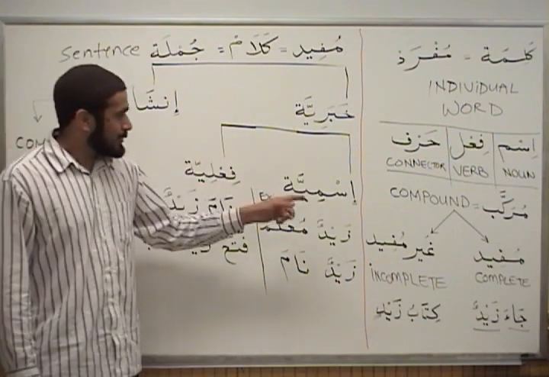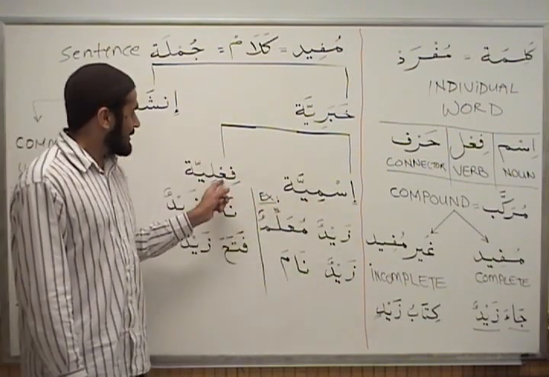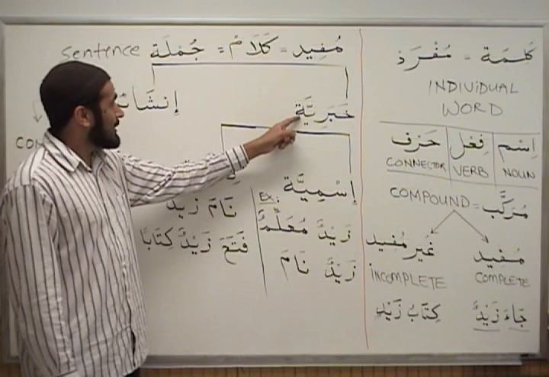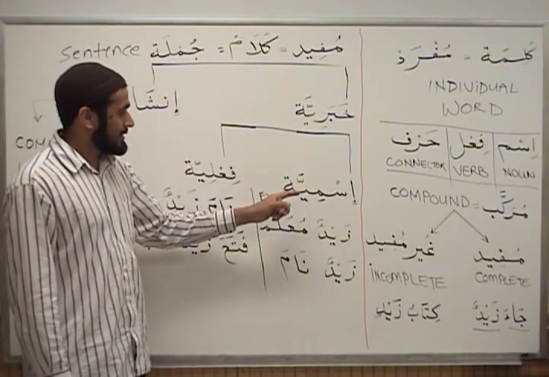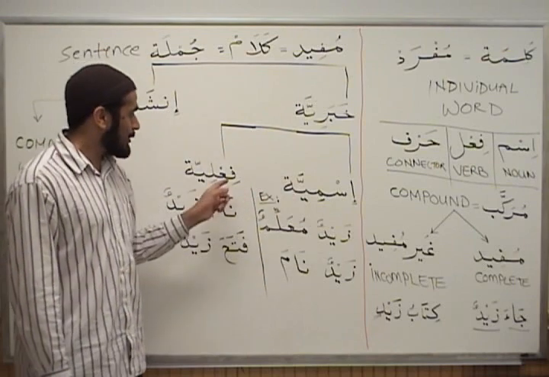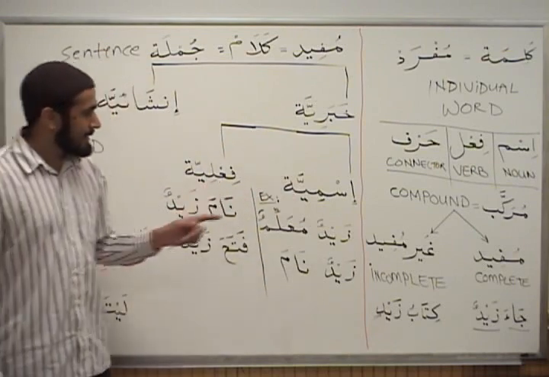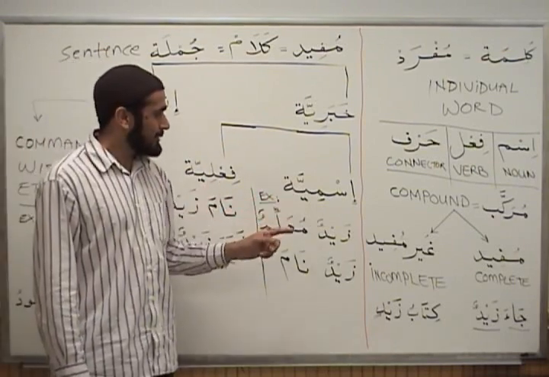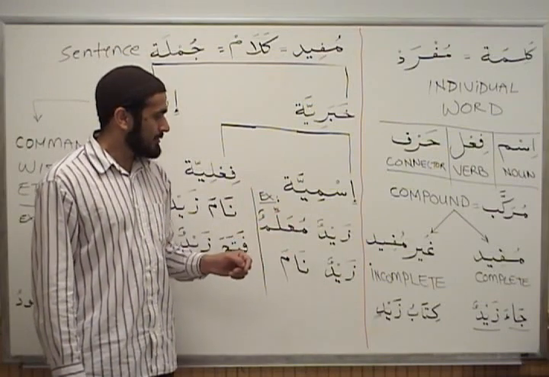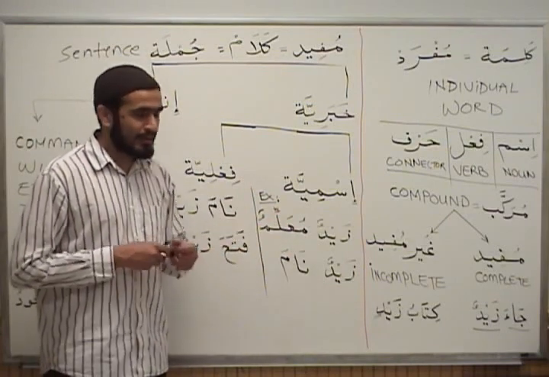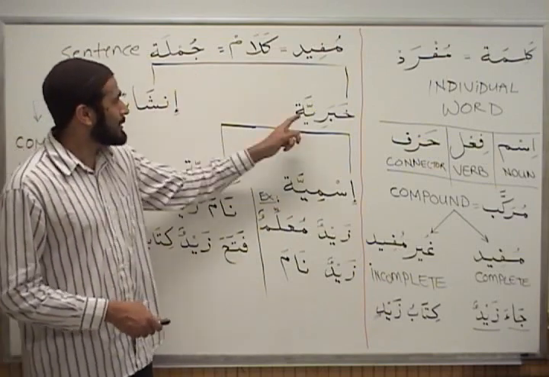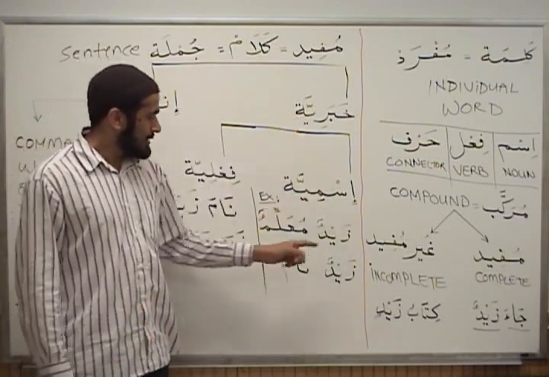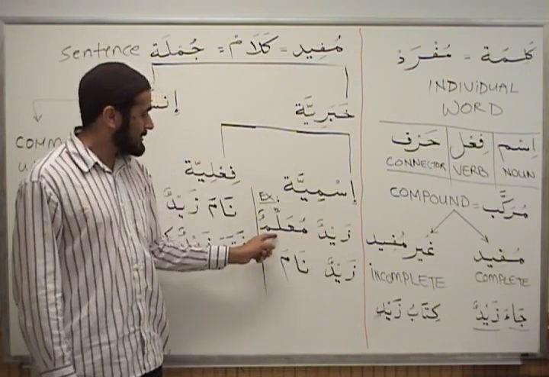So khabariya has two types, ismiya and fa'liya. So a jumla khabariya, a sentence that's khabariya, has to be either ismiya or fa'liya. Ismiya is when it begins with a noun. If it begins with an ism, then it's called jumla khabariya ismiya. Zaydun muallimun is an example.